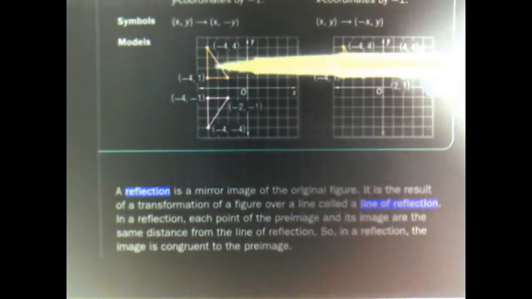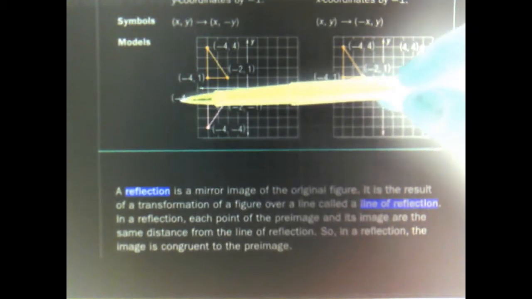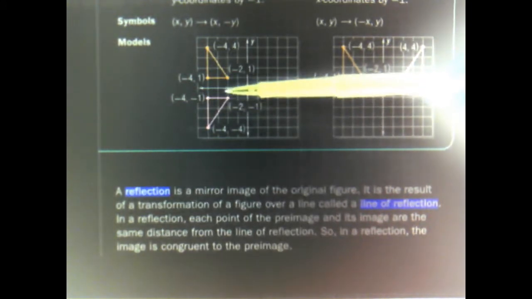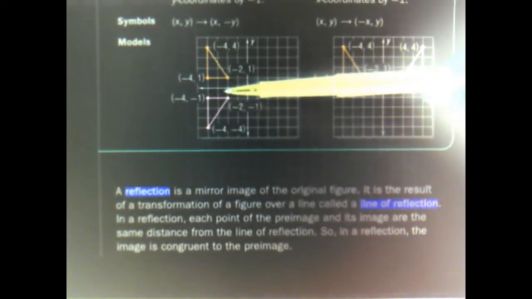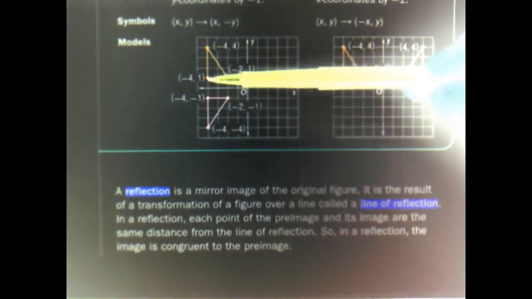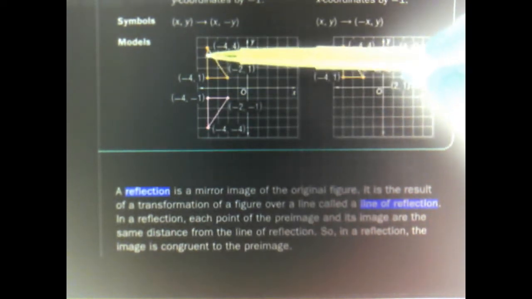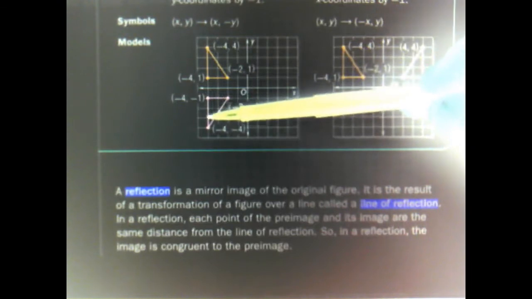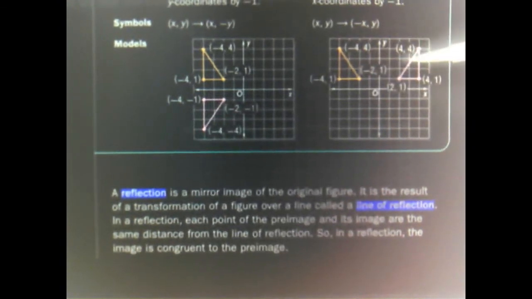But if you notice, here we reflect it over the x-axis, so that would be our line of reflection. Notice each corresponding point is 1 unit away from the line of reflection. And the same is true for these 2 points. And for the far points, they are 1, 2, 3, 4 away, 1, 2, 3, 4 away. And we could find the same to be true over the y-axis.